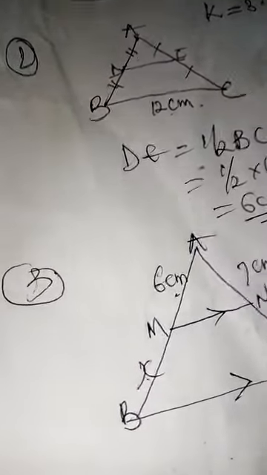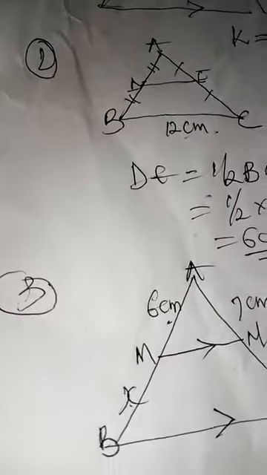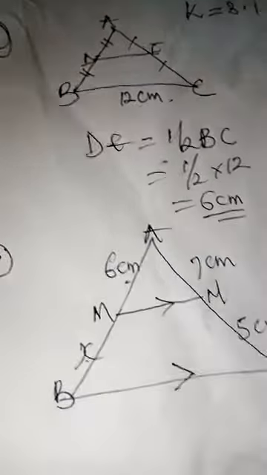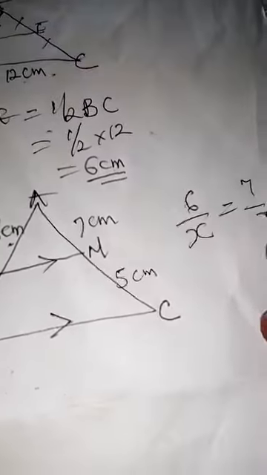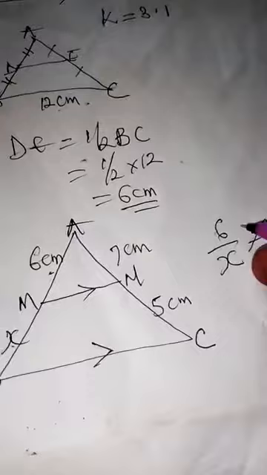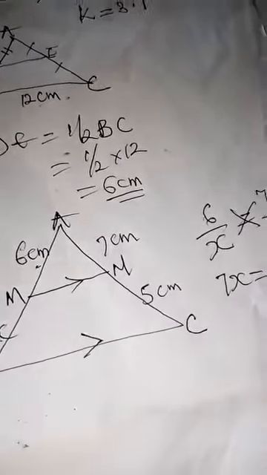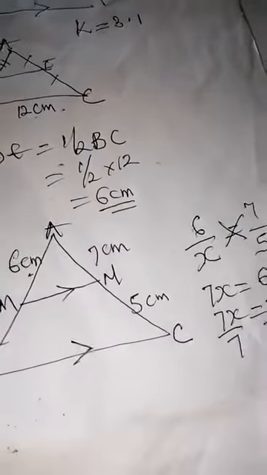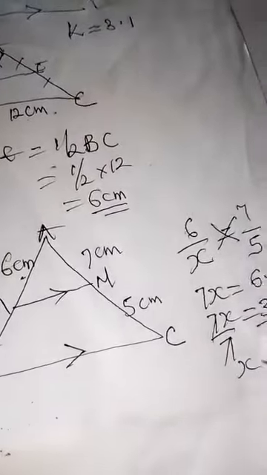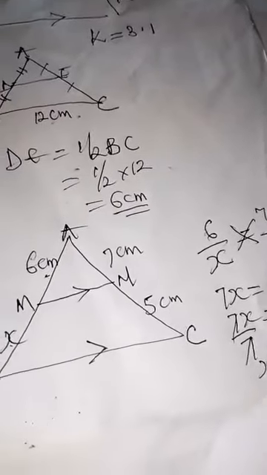Definitely, it is the last one that you use, the proportional division. That is, 6 over X is equal to 7 over 5. If you cross multiply, 7x is 6 times 5. 7x is 30. Divide through by 7. X is 4 whole number 2 over 7 centimeters.